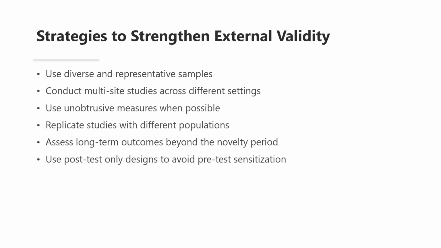Using diverse and representative samples is the most direct strategy. The more your study sample resembles the broader population you want to generalize to, the stronger your external validity. This means including participants of different ages, races, socioeconomic backgrounds, education levels, and geographic locations.